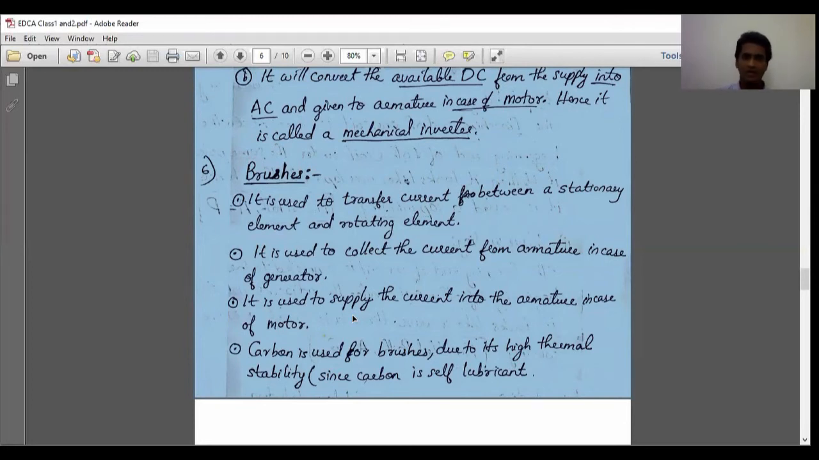Then the material used for the construction of brush is carbon, because as we know, carbon is self lubricant. It has a very high thermal stability since it undergoes frictional losses, and it's always preferred to make with carbon because it has very good thermal stability, and it is self lubricant, so that frictional losses will be less if we use carbon as the material to make brushes.